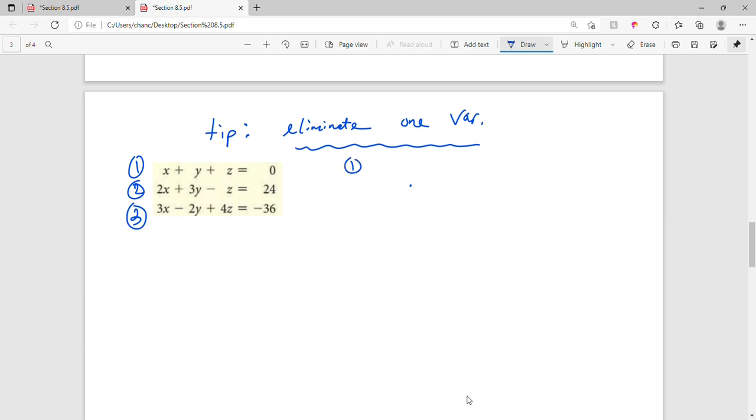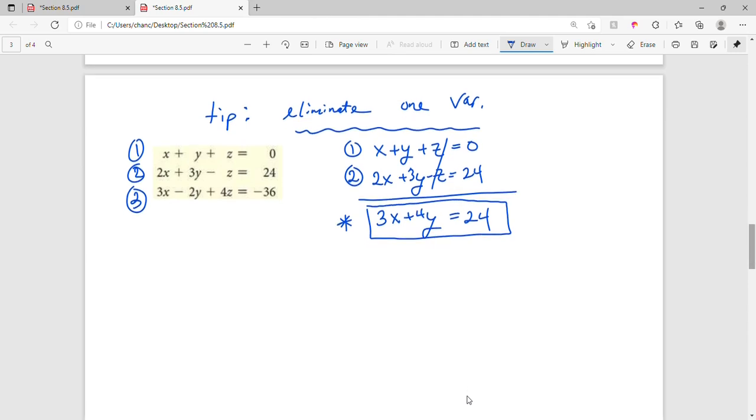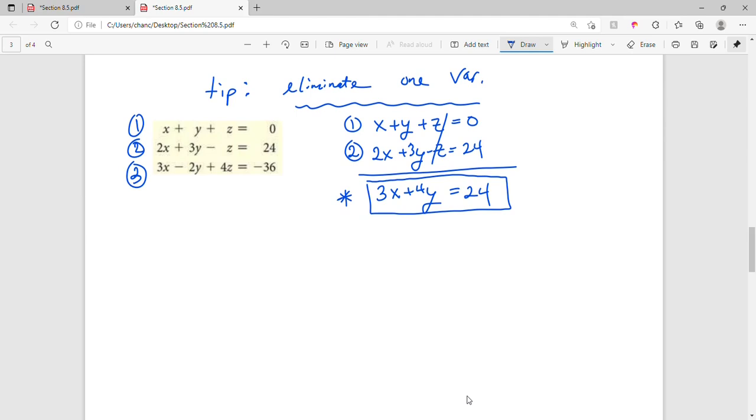I will look at equation 1 and equation 2, and we'll just stack these up and eliminate the z variable. So we have x plus y plus z equals 0 on top, and on the bottom it's 2x plus 3y minus z equals 24. I can add these up, and you can clearly see that we get 3x plus 4y is equal to 24. Notice there are only two variables, and that's great. We know how to solve equations with two variables. So using the first pair, equation 1 and equation 2, we have a two-variable equation now.